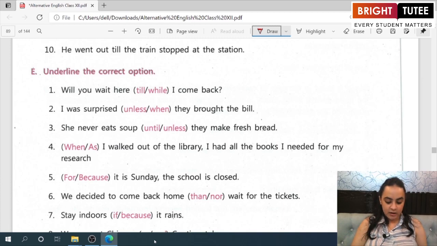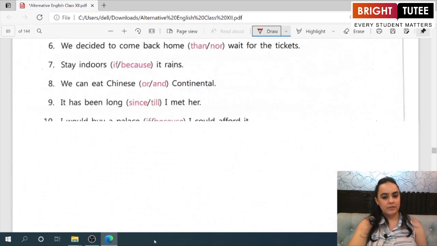Will you wait here till I come back? I was surprised when they brought the bill. She never eats soup until they make fresh bread. Dash, I walked out of the library. I had all the books I needed for my research. Dash, it is Sunday, the school is closed. So since or for it is Sunday, the school is closed.